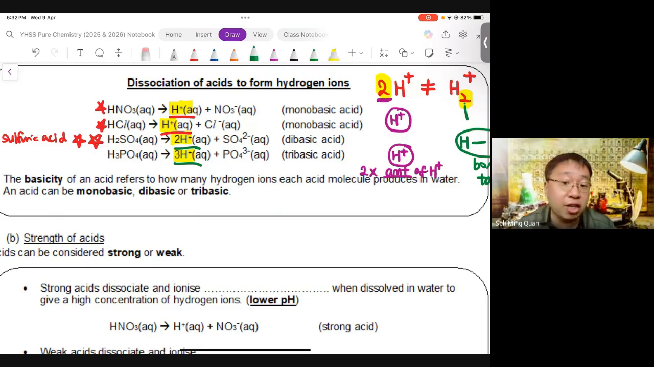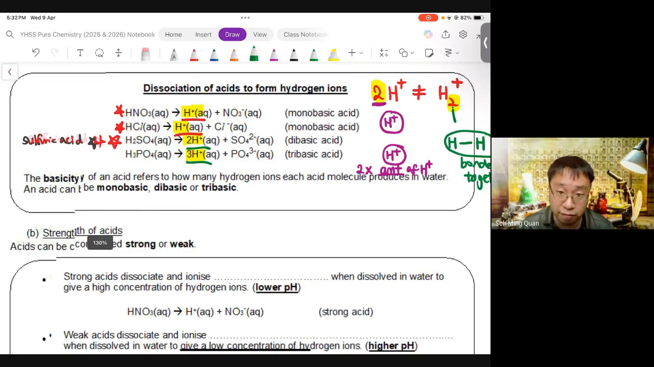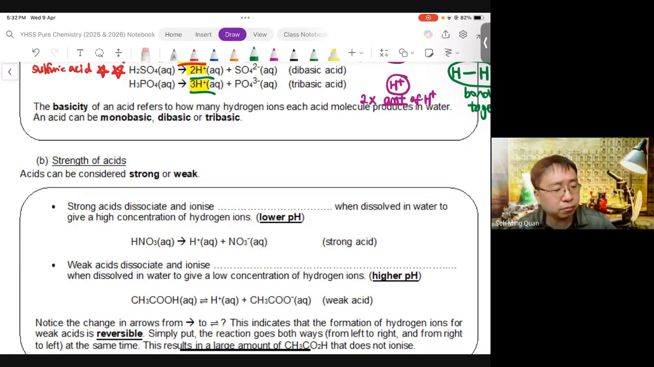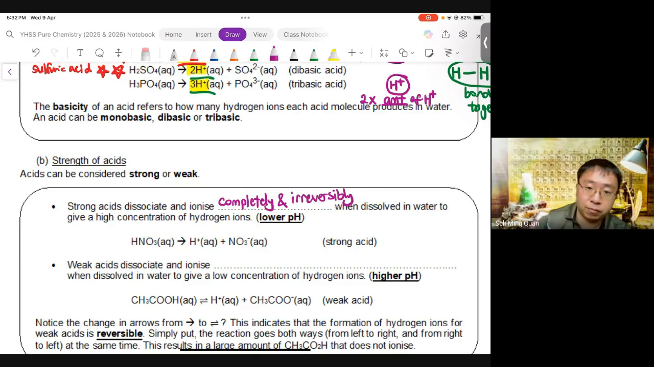Acids can be considered either strong or weak. There is a big difference. All right? This is a very important concept. A strong acid dissociates and ionizes completely and irreversibly when dissolved in water. The dissociation of a strong acid is complete and it's not reversible.